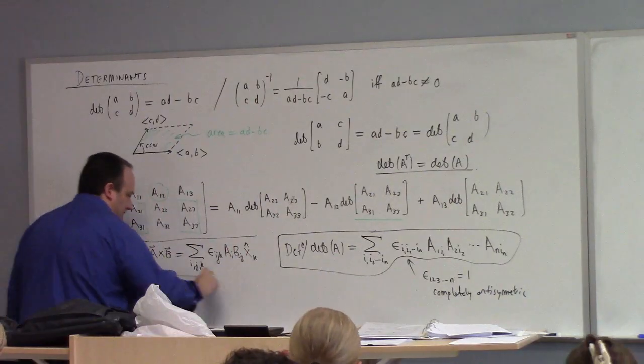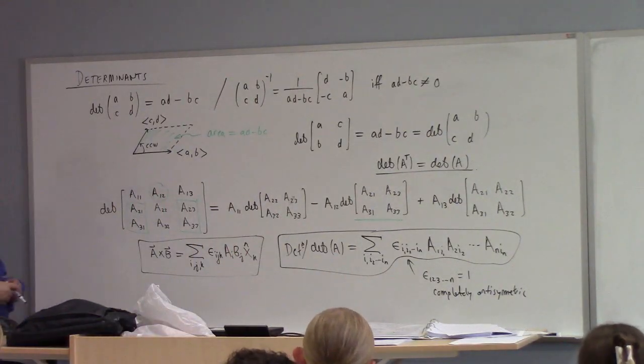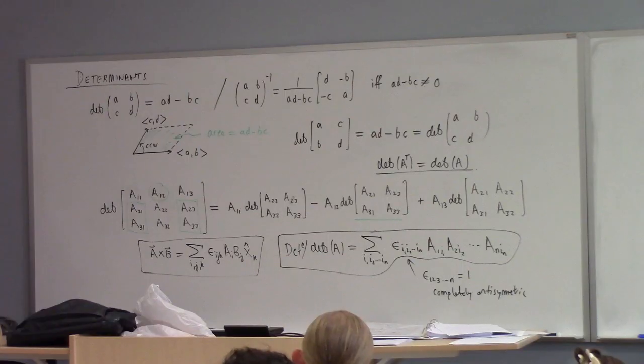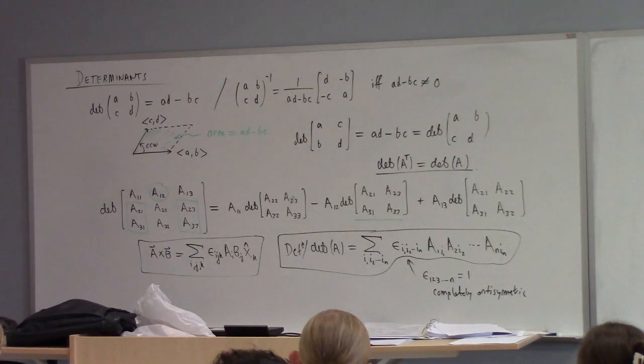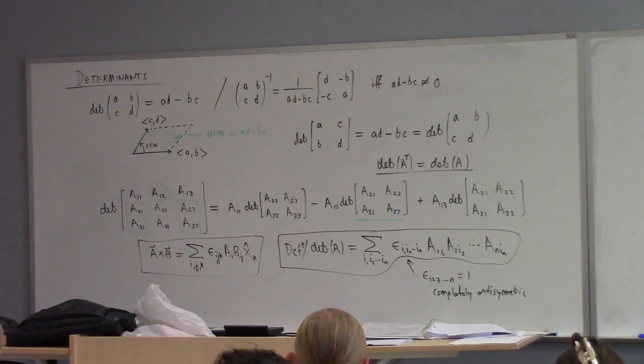This right here is a formula for the cross product in the same light, and it shows you why the determinant and the cross product are part of the same, well, bloodline, I guess. Right? It's the same animal. The thing that binds them together, that makes them what they are, is this completely anti-symmetric symbol, this epsilon ijk.